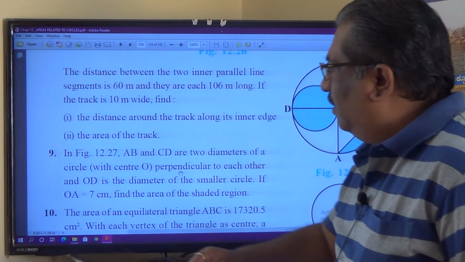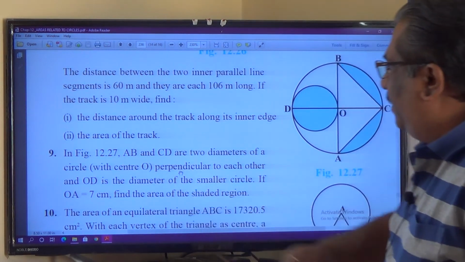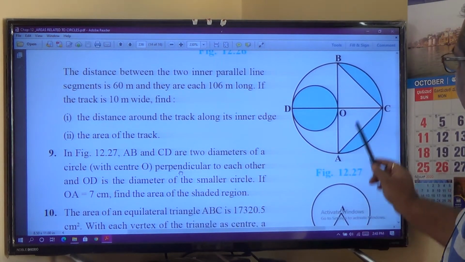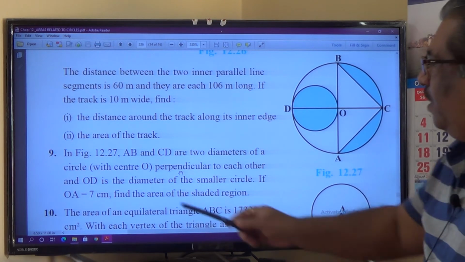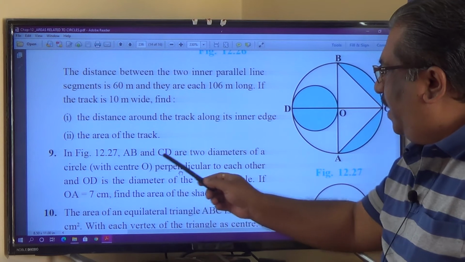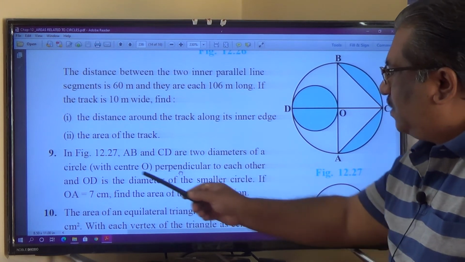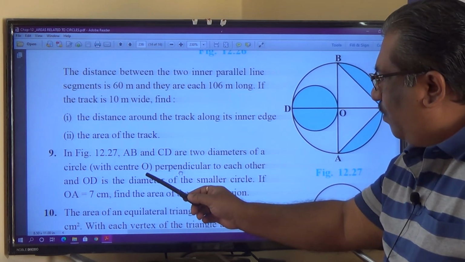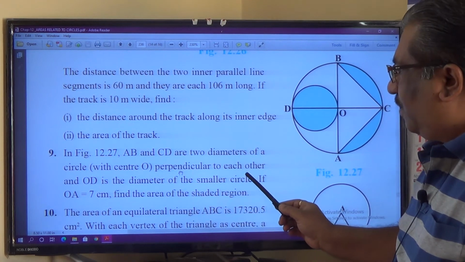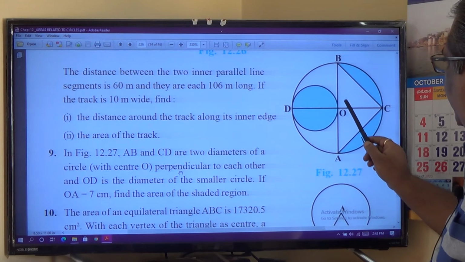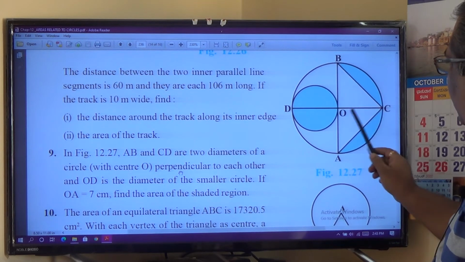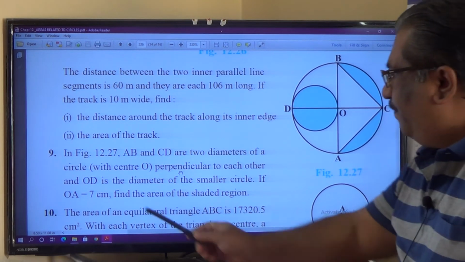Question number 9. In figure 12.27, which refers to this diagram here, I hope this is clearly visible to all of you. AB and CD are two diameters of the circle with center O, perpendicular to each other. So AB and CD are the two diameters which are perpendicular to each other. So angle BOC here is 90 degrees.